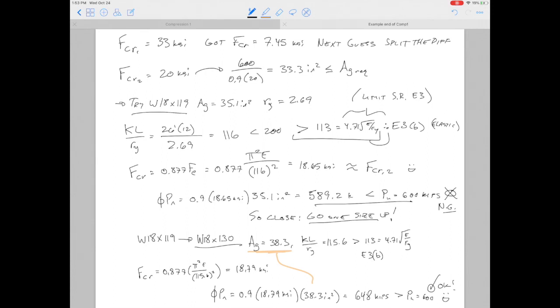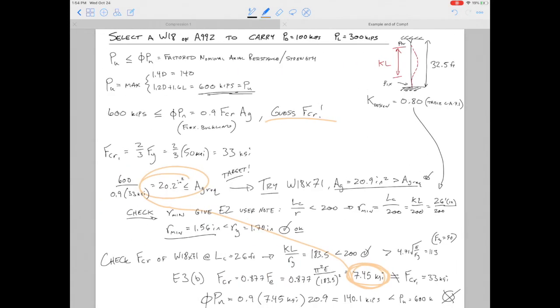Typically I would write it down at the bottom, and then I would write use W18 by 130, and I would box it, maybe even a double box, and I would say that that's good. So I'm done. 18 by 130 works, and you saw the iterative method for solving the design of a column, particularly when you have some weird shape like this for a column, which is W18, and we'll talk about that in the next example. All right.